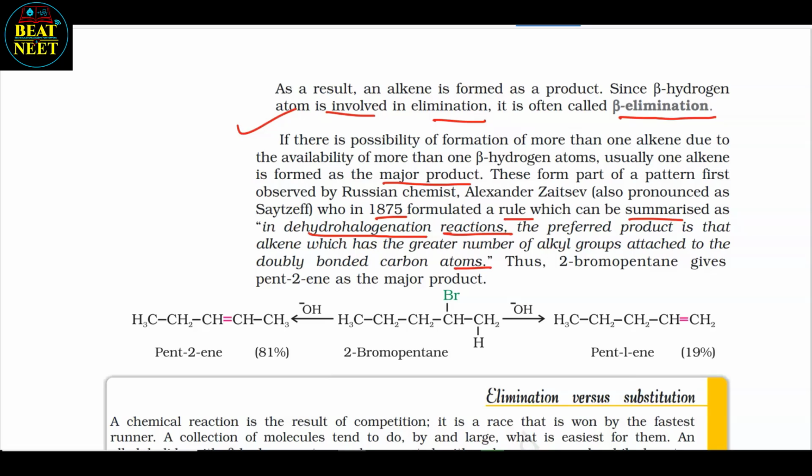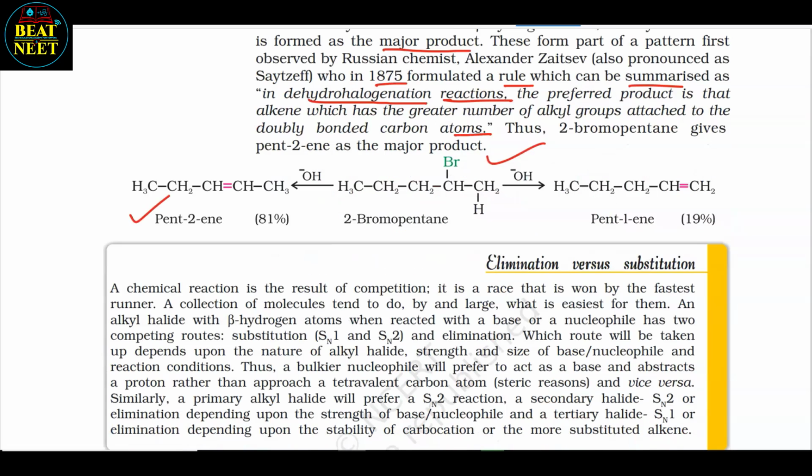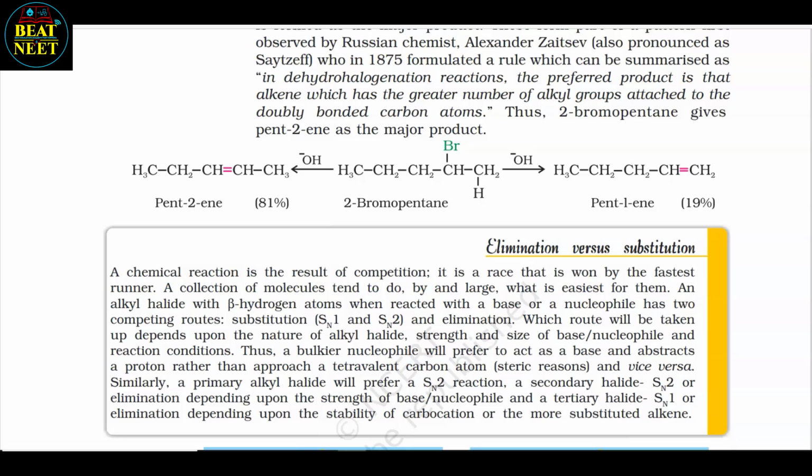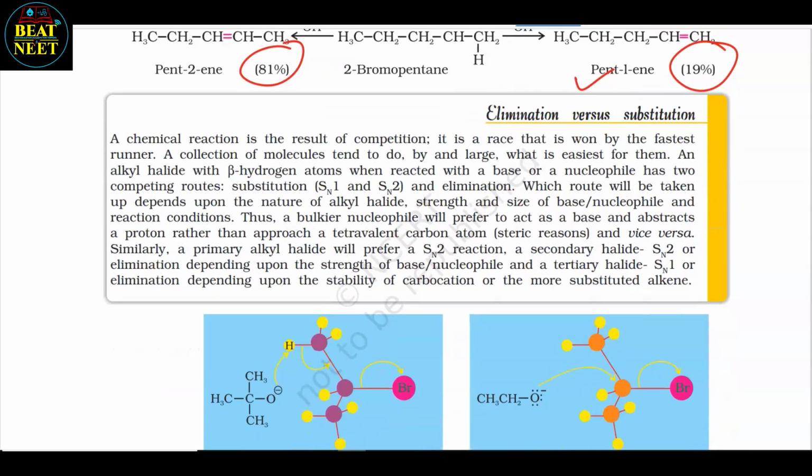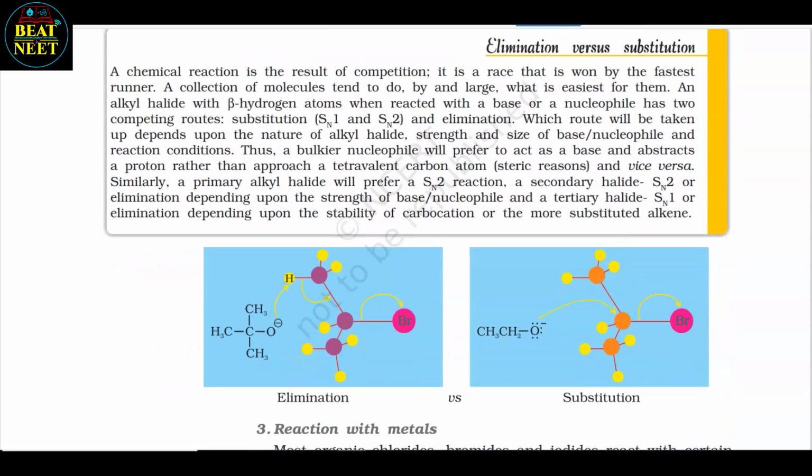Thus, 2-bromopentane gives pent-2-ene as the major product. Here you can see pent-2-ene, 2-bromopentane, and pent-1-ene, that is 19%. Here it is 81%.